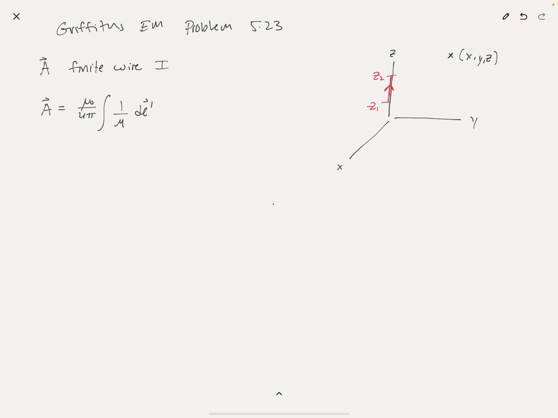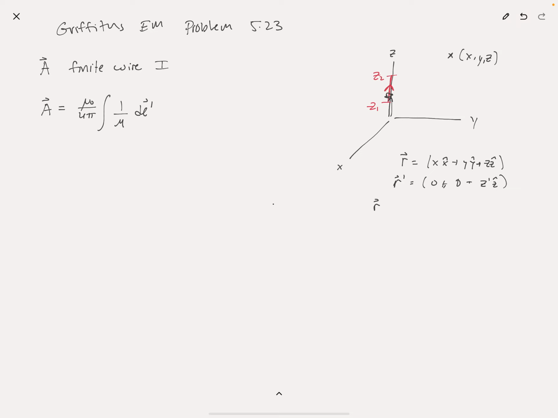Okay. I see a script r down there, so I need to build my script r vector. Script r starts by building r. That is x x hat, y y hat, z z hat. My r prime vector points to some chunk of my current. That is z prime z hat.